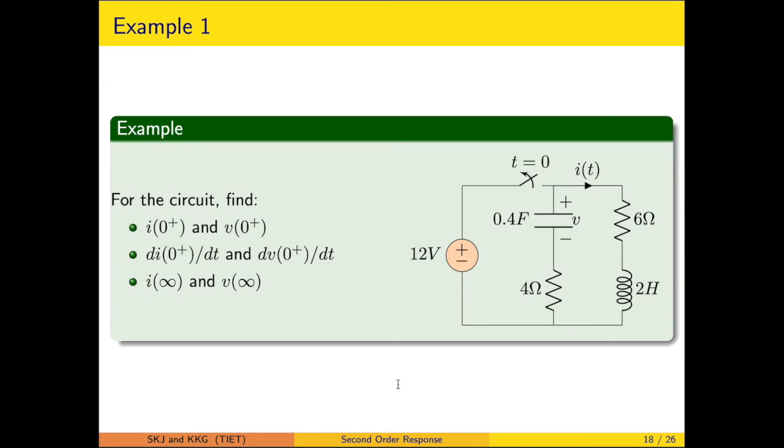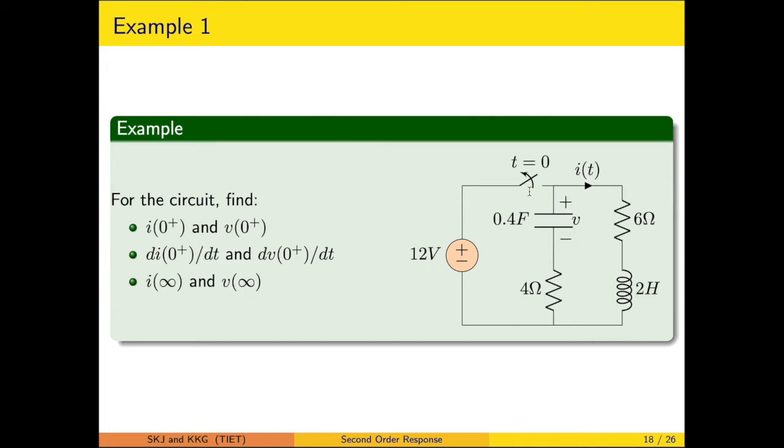Now let us come to some examples. Here we have to find the current and voltage values and their derivatives, and the steady state value, at time t equal to 0 plus. Before 0 plus, or before the switch operation, the switch is closed and it is working like this. The case is very simple, as we studied: the current in the inductor will not change momentarily and the voltage across the capacitor will not change momentarily.